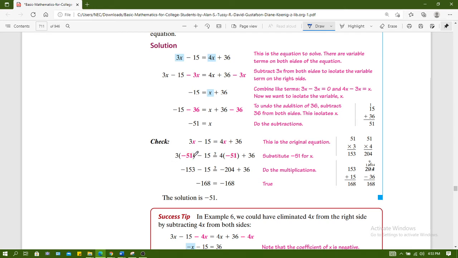So 3 times negative 51 is negative 153 minus 15. And then here we have negative 204 plus 36. You get negative 168 in both sides of the equation, which means that the statement is true, and therefore your solution, negative 51, is really a solution of the given equation 3x minus 15 equals 4x plus 3.